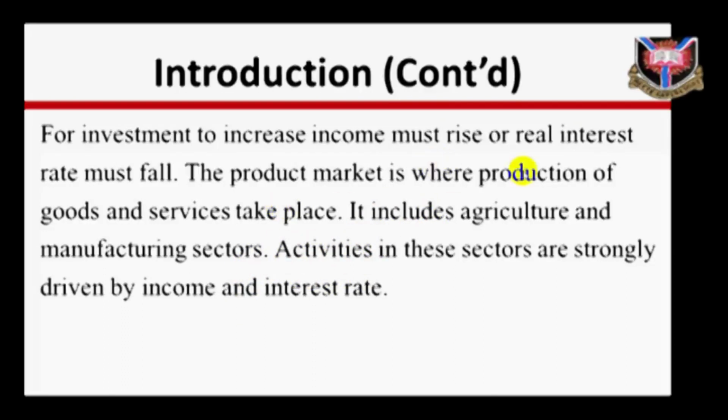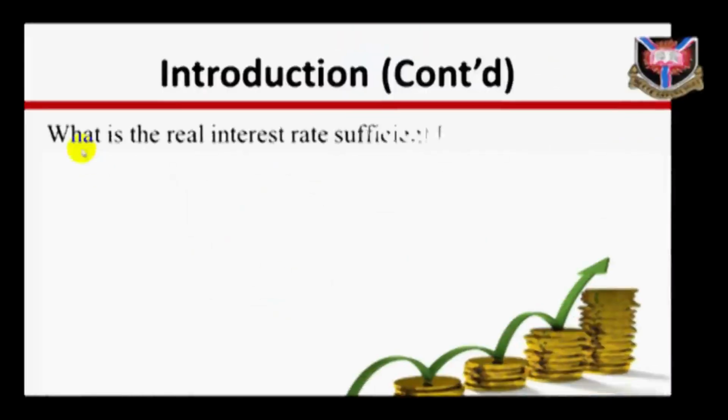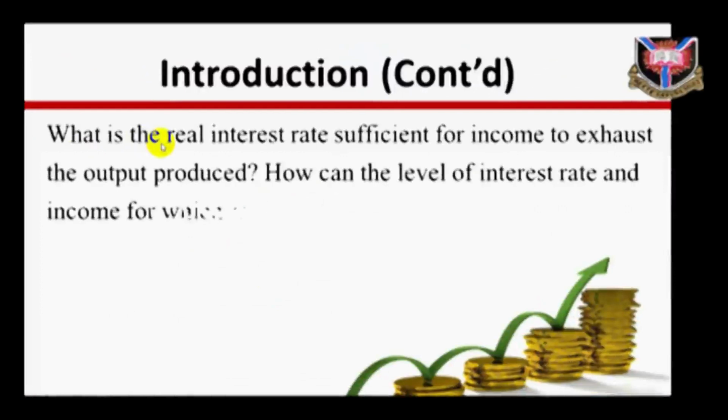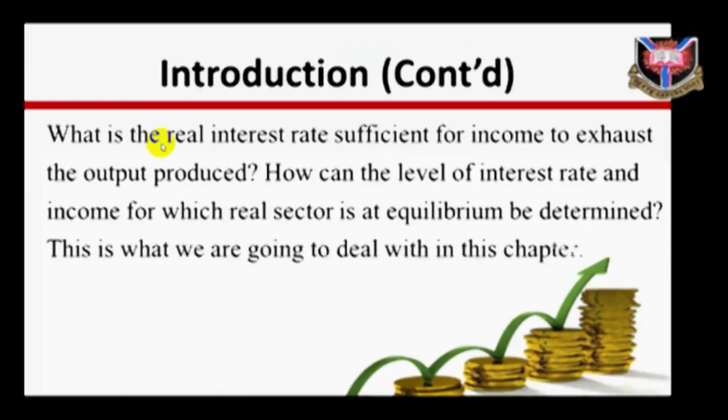The product market is where production of goods and services takes place. It includes the agriculture and manufacturing sectors. Activities in these sectors are strongly driven by income and interest rate. For instance, an increase in income will increase production in both sectors. But we have just discovered that there is a relationship between income and interest rate.